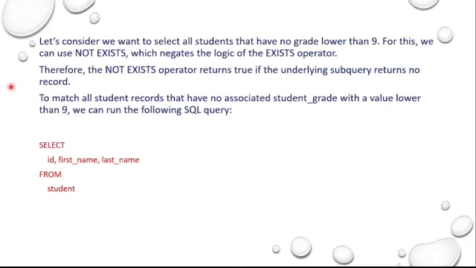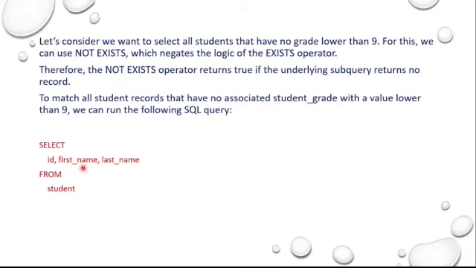Let's see a simple example. Let's consider we want to select all the students who have no grade lower than 9, that means the students who are getting more than 9 grade. You can use NOT EXISTS, which negates the logic of the EXISTS operator, to match a student's record that has no associated student grade with a value lower than 9. We can run the following query.